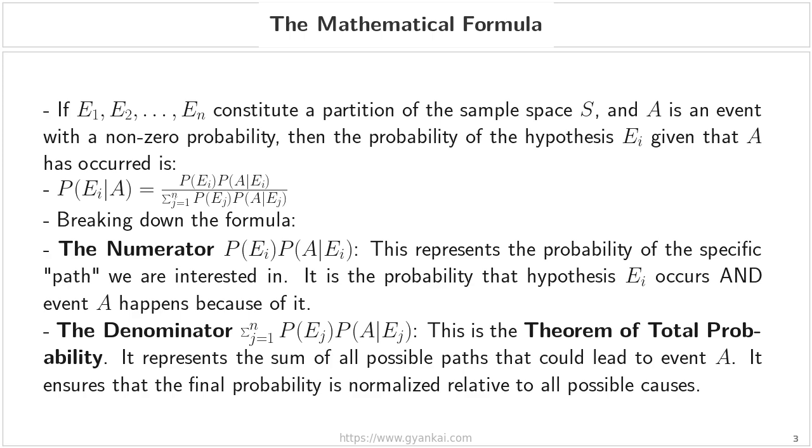This is the theorem of total probability. This part of the formula calculates the sum of every possible path that could lead to event A, by dividing our specific path by this total sum. We are essentially normalizing the result. This ensures our final answer is a proper probability that accounts for all possible causes. In the next slide, I will show you a step-by-step guide on how to organize these pieces when you're solving a problem.